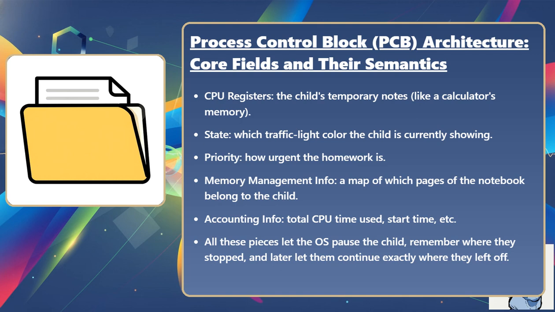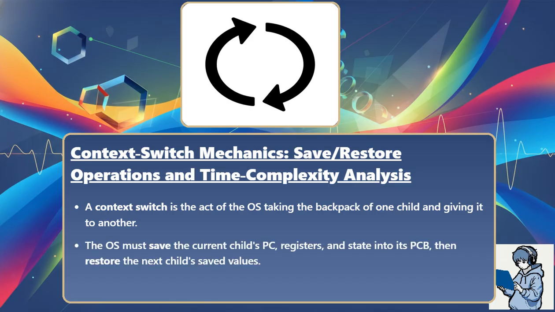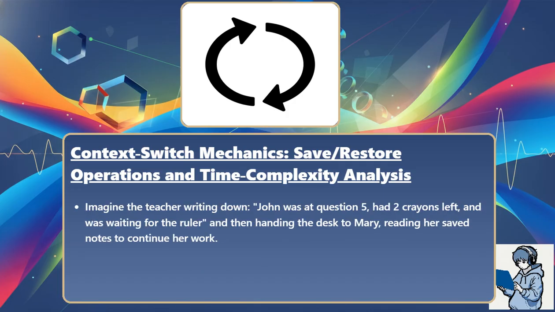All these pieces let the OS pause the child, remember where they stopped, and later let them continue exactly where they left off. A context switch is the act of the operating system taking the backpack of one child and giving it to another. The operating system must save the current child's program counter, registers, and state into its process control block, then restore the next child's saved values. Imagine the teacher writing down, John was at question 5, had 2 crayons left, and was waiting for the ruler, and then handing the desk to Mary, reading her saved notes to continue her work.